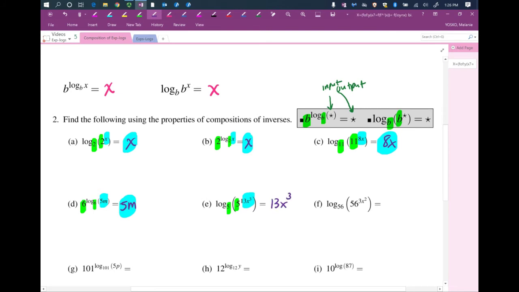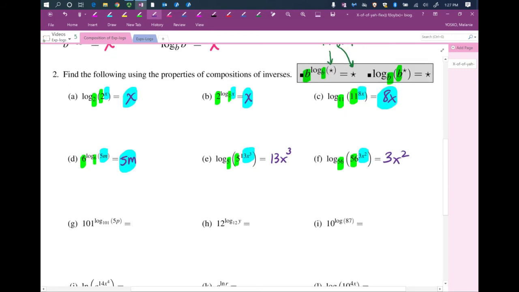Look at F. Log base 56 of 56 to the 3x squared. Bases are the same. So the answer is just 3x squared. Look at G. We have 101 to a power. So the base is 101 of this exponential. We have log base 101 of 5p. The base of the exponential is the same as the base of the log. So our answer is what the log is operating on, which is 5p.